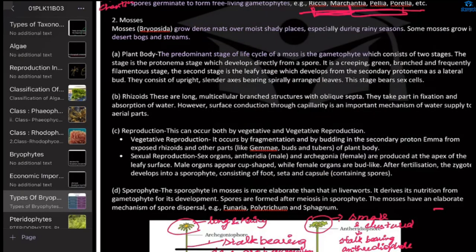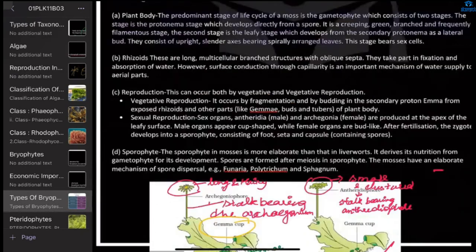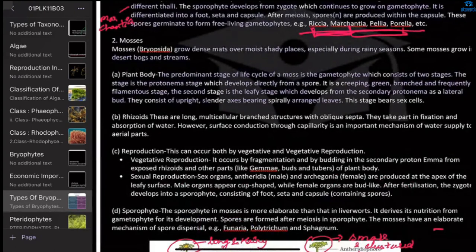Now, okay, which consists of two stages. The first stage is the protonema stage, which develops directly from the spore, and it is creeping, green, branched, and frequently filamentous. The second stage is the leafy stage, which is developed from the secondary protonema as a lateral bud. Now they consist of upright, slender axes bearing spirally arranged leaves. Means ye upright bhi hai, spirally arranged leaves bhi hai, and they are developed by the process of what, this gametophyte and protonema formation, which is the leafy stage.